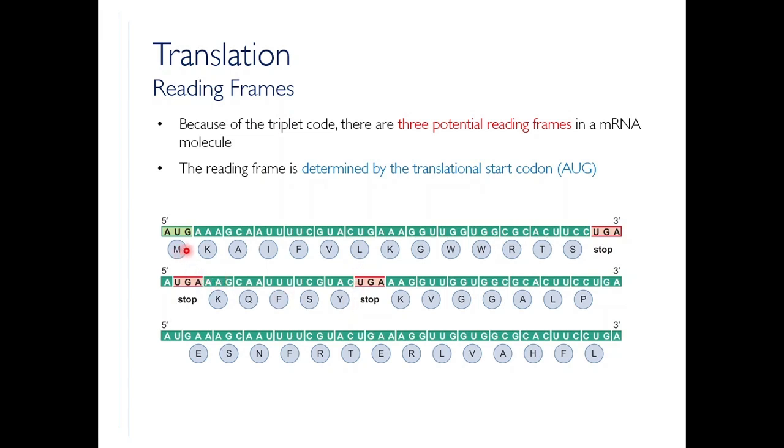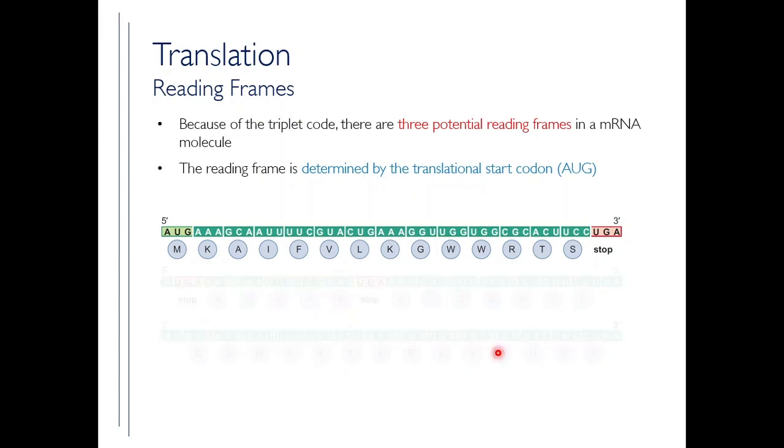You could, however, read it starting at the U, so you could read UGA, and then AAG, CAA, UUU. And hopefully you can appreciate that that has actually changed the amino acids that have been coded for. So all the way along here, you've got a different set of amino acids. Finally, you could start at the G, so you could actually go for GAA, AGC, AAU, etc. It is actually the top one that works, because the start codon sets the reading frame as being this reading frame at the top here.